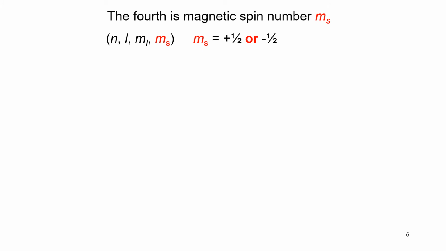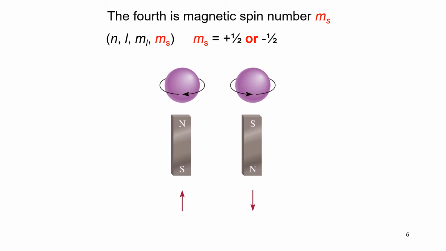This actually describes electron spin and can have a value of positive or negative 1/2. Electrons that spin in one direction or another will orient themselves differently to a magnetic field, hence the designation of +1/2 or -1/2. This number is assigned directly to our electrons.